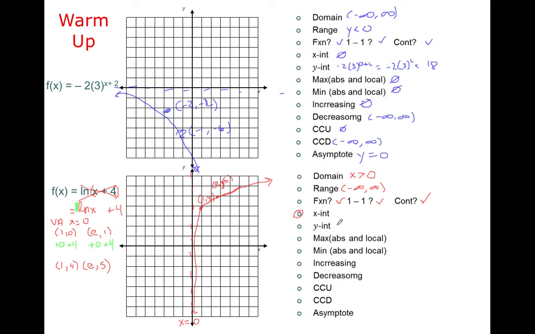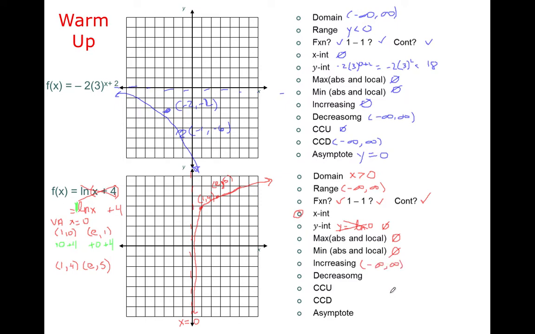The y-intercept is y equals ln of 0, and look at the graph, right? There is no y-intercept. Just like exponential functions, there is neither an absolute nor local max or min. This log function is increasing over its domain.